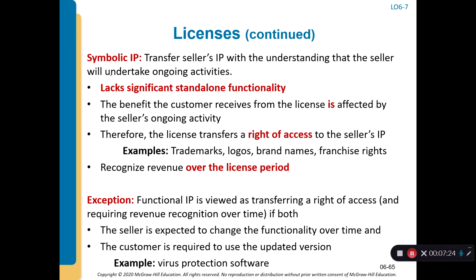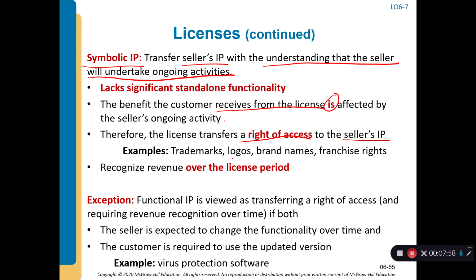And then there's another kind of intellectual property access right. It's called symbolic intellectual property. What does that mean? It means transferring the seller's intellectual property with the understanding that the seller will undertake ongoing activity, and the benefit the customer receives from the license is affected by that ongoing activity. Therefore, the license transfers a right of access to the seller's intellectual property.